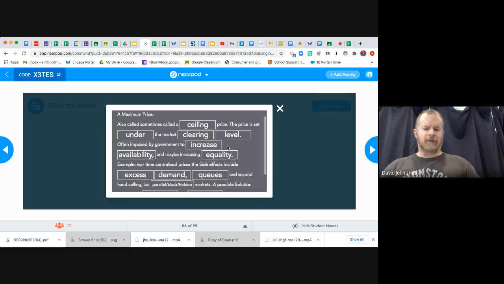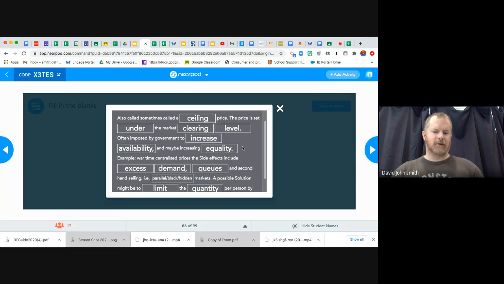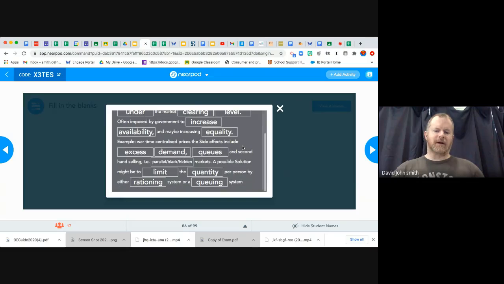Okay, maximum price, sometimes called a ceiling price. The price is set underneath the market clearing price, often imposed by governments to increase availability, maybe increasing equality. Gave the example about wartime prices. Side effects include excess demand, queues, and second-hand selling. The parallel underground economy. Maybe a solution might be just to limit the quantity available, right? Some ration system or a queuing system.